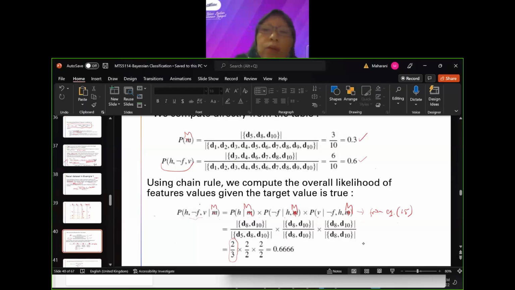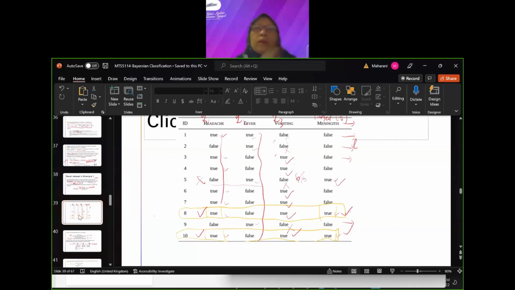Okay, now this one, the second one. So probability of non-F, given H, M. So we look at the table. Now the condition H and M means a headache and meningitis. Where is the table? Okay, headache and meningitis.